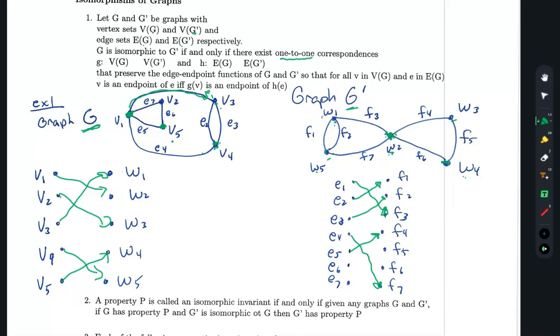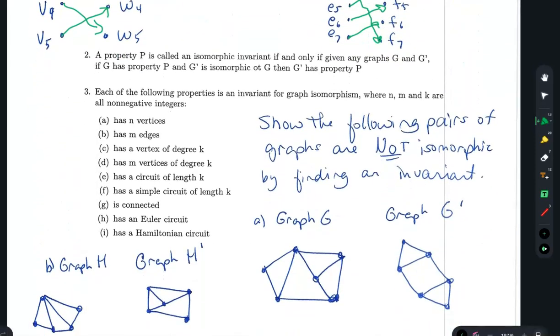Then E6 here is an edge between two vertices, each of degree 2, so that'll be the 5. And then the last one is here. So this is an isomorphism.